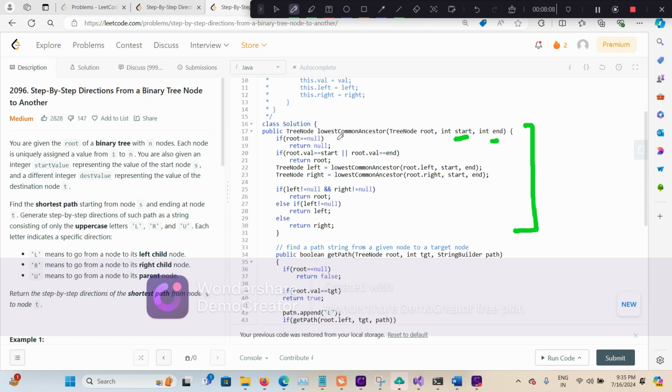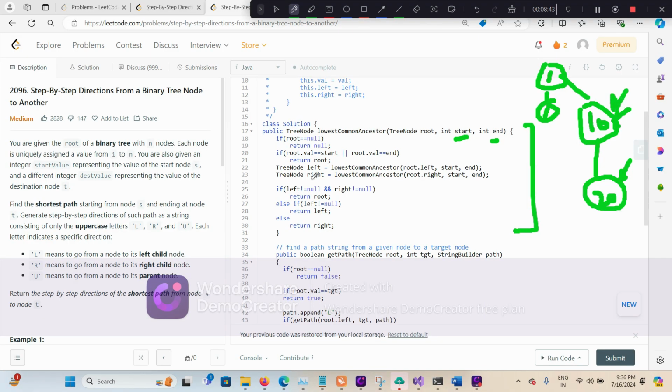If root is equal to null, then obviously null would be our LCA. But if root.val is equal to either start or end, that means that node should be the LCA. For example, let's say 10 and 20 are in the tree, and this is kind of 3, and 10 and 20 are our start and end. In this case, what would be the LCA? 10 itself would be the LCA, right? So for the same reason we are saying that if it is not, then we will go to the right side.